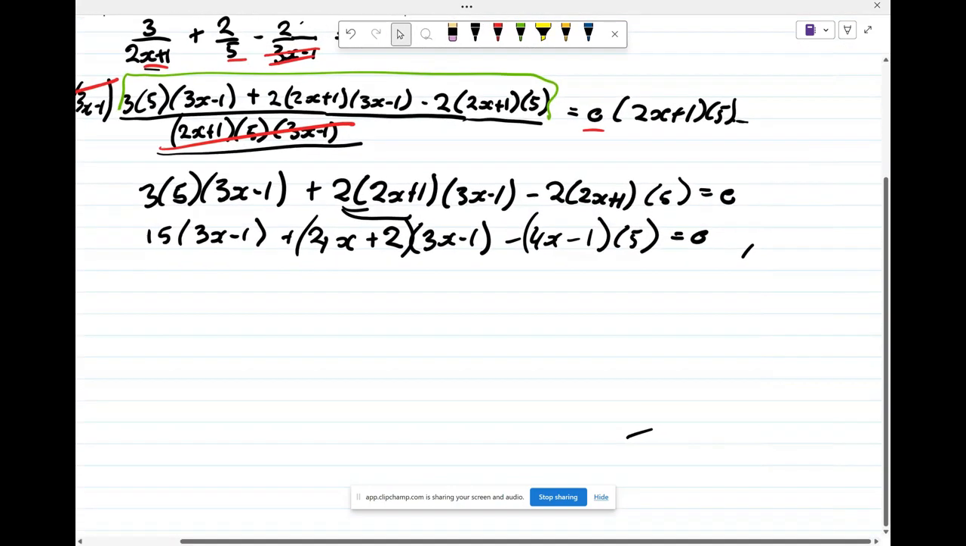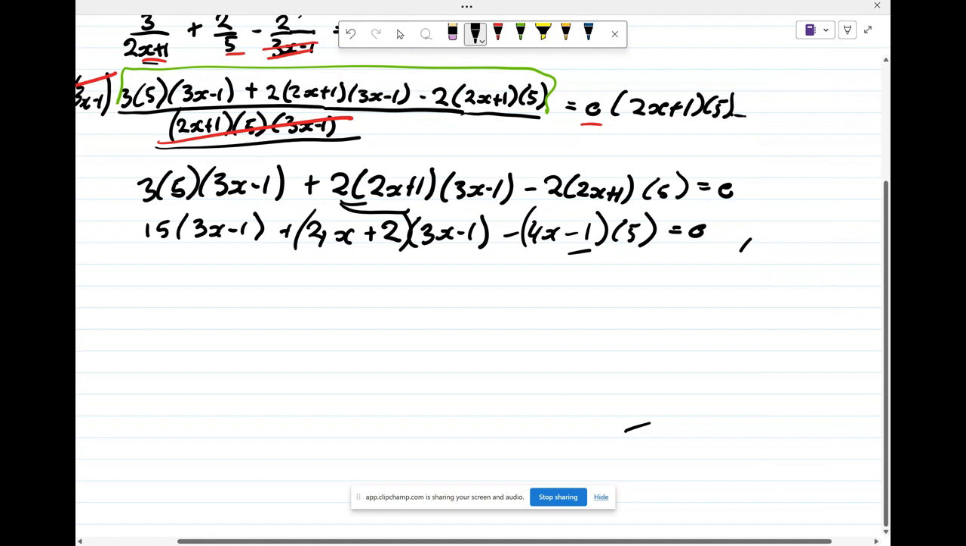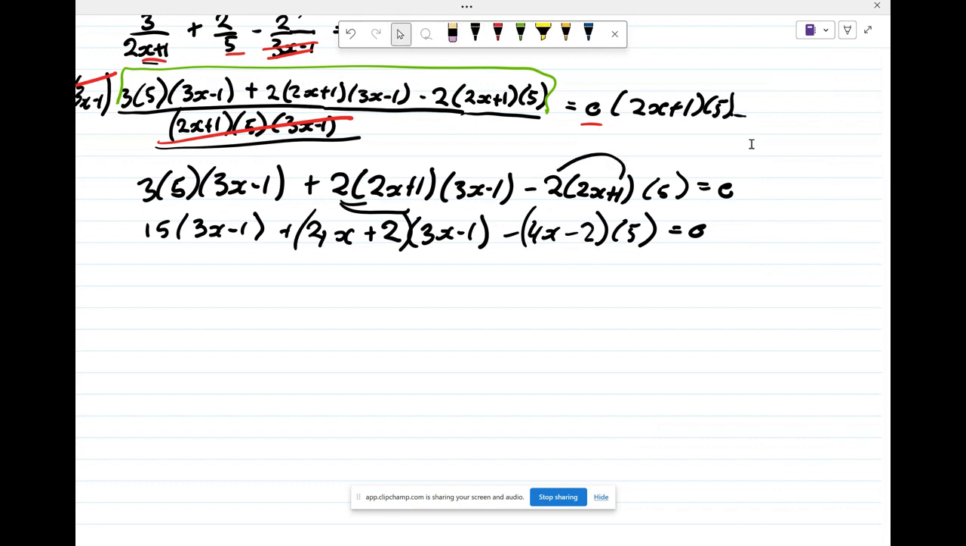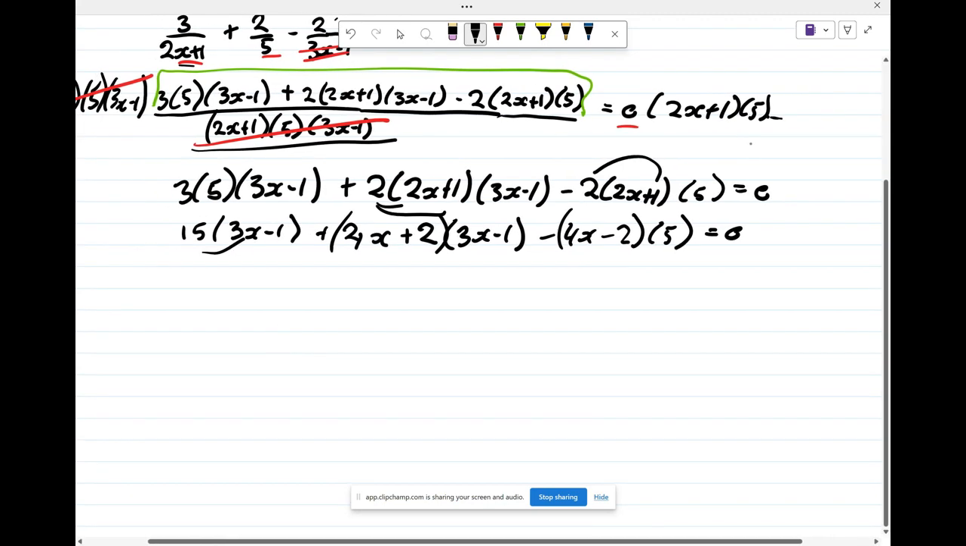Sorry, I just made a mistake there. So over here, this should be minus 2. So it's minus 2 times 1 is going to be minus 2. Okay, so then 15 times 3x is going to be 45x. 15 times minus 1 is going to be minus 15.